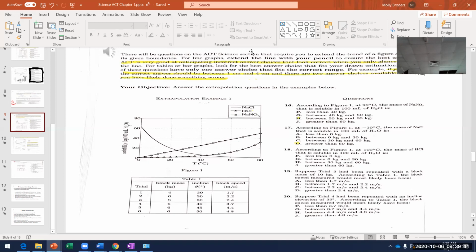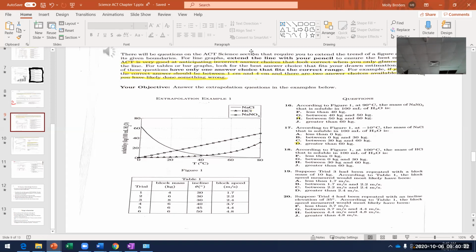All right, so it says, suppose trial 3 had been repeated with a block mass of 10 kilograms. According to table 1, the block speed measured would most likely have been. All right, so we've got trial 3. And if we increased it from 8 to 10, we're looking at a block speed of 2.4. So if there had been more mass, what do you think the answer would be? What'd you put for your answer, Eric, for 19?